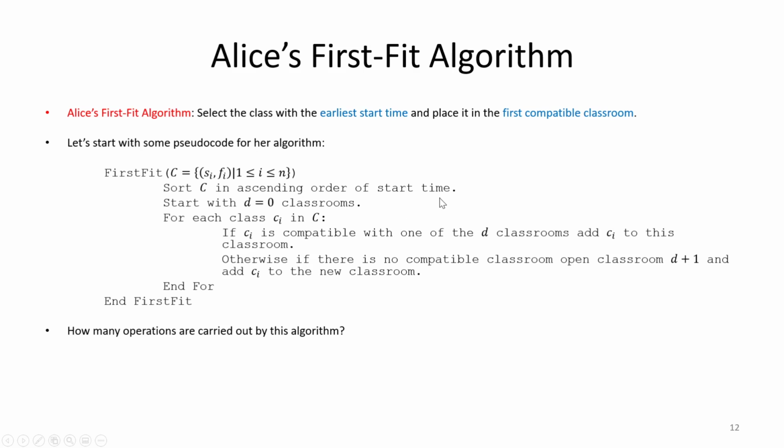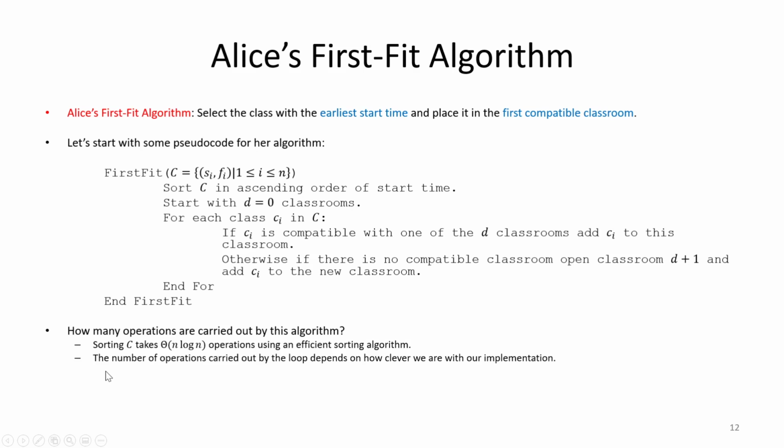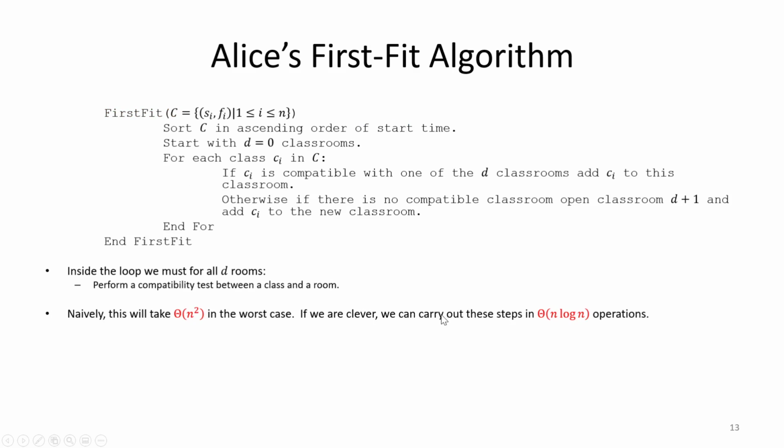So again, let's go back. We know our sorting operation to start out is n squared if we do it with like a bubble or an insertion sort, but n log n if we do it with an asymptotically more efficient algorithm. And this loop here is looking like naively n squared. Okay, now I'm going to leave it at this. Sorting C is going to be n log n. The number of operations carried out by our loop depends on how clever we can be. And so what I just said is naively, we've got sort of an n squared performance here. But let's see if we can be not so naive. Let's see if we can be clever and take this to an n log n.